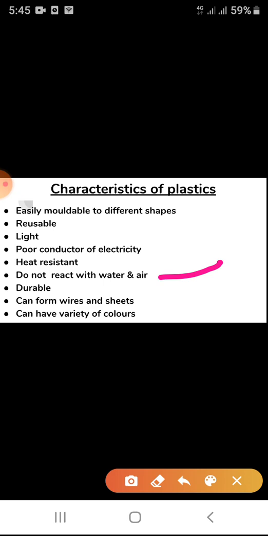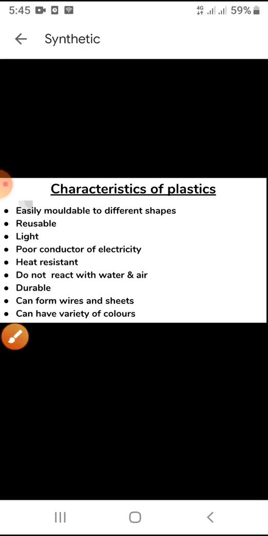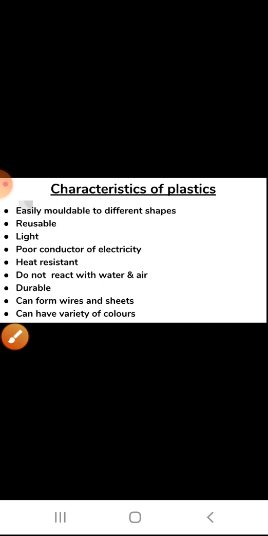Plastic is not available in only black or only brown color. All colors are available in the market. So that is why these days plastics are overcoming other metals and other things, and it is easy to use. So these are the characteristics of plastic. That is why we are using plastic these days.